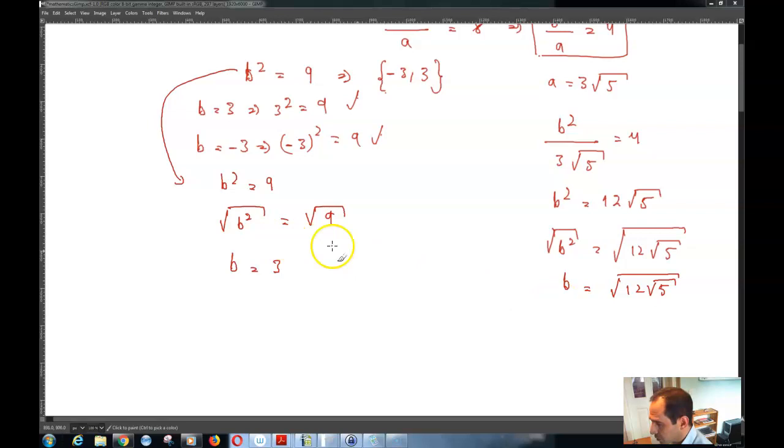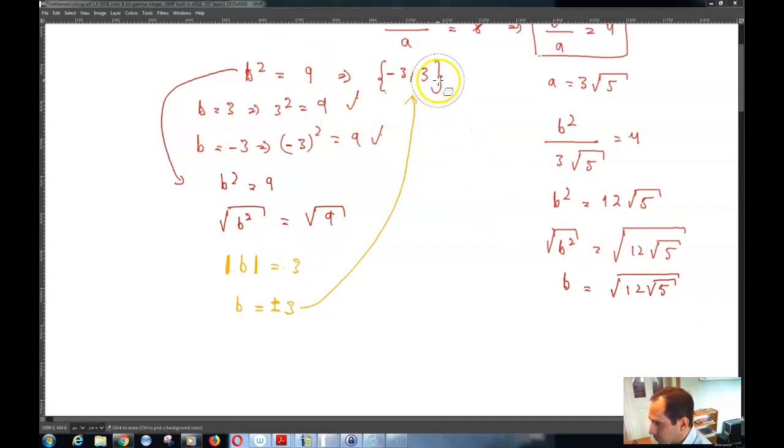So then when I want to simplify this equation, in order to not miss the negative part, what I need to do is write this as the absolute value of b. The absolute value of b is equal to the square root of 9, which is equal to 3. And now you know that if you want to solve this equation, b is equal to plus or minus 3, which is basically your solution set over here.